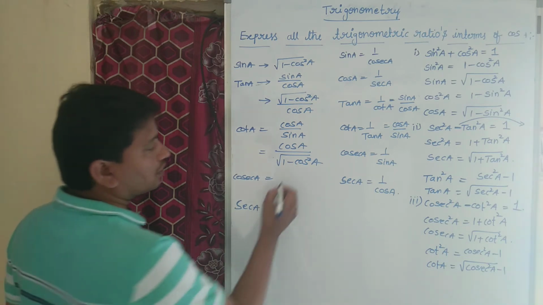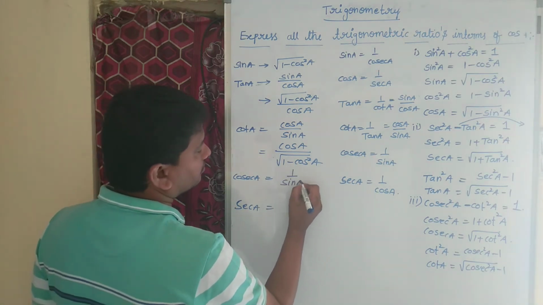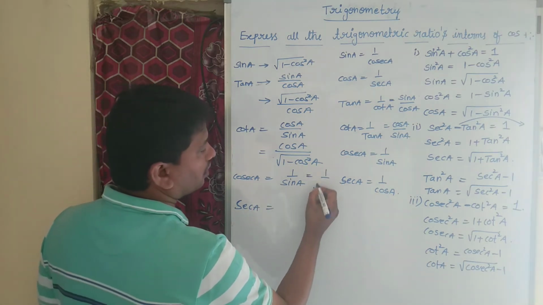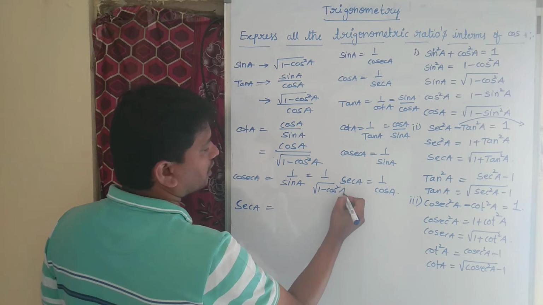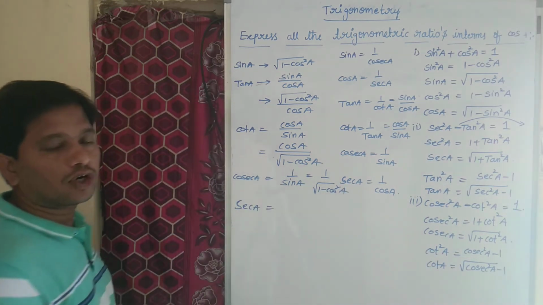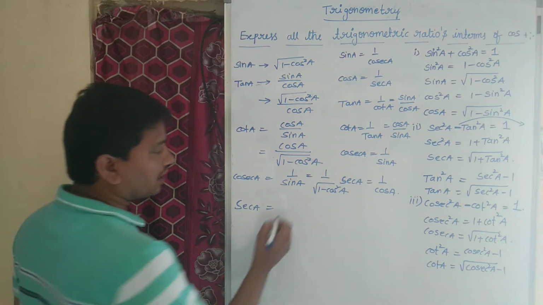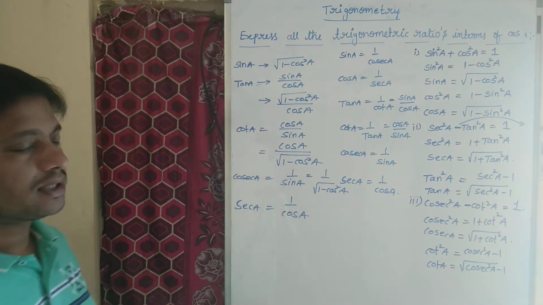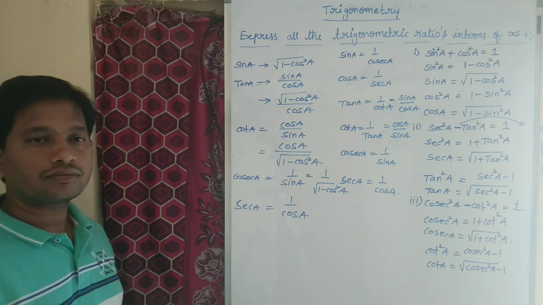What about cosec? Cosec is nothing but 1 by sin A. Now sin you express in terms of cos, nothing but 1 by root over 1 minus cos square A. See, cosec we expressed in terms of cos. Now coming to sec A, simply sec is nothing but reciprocal of cos. Sec A we expressed in terms of cos. Right?